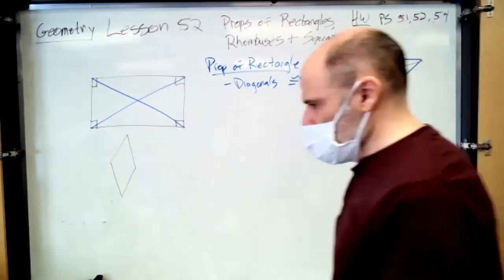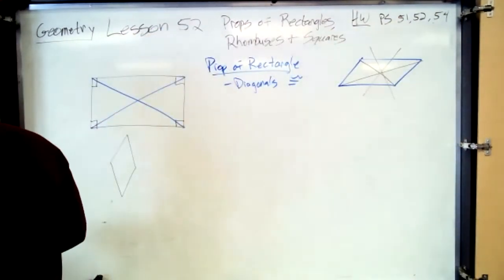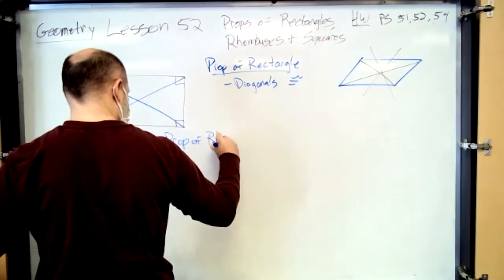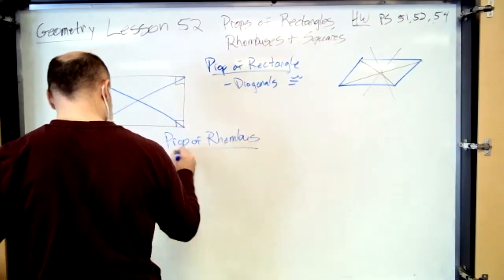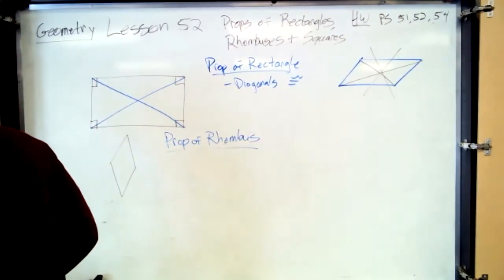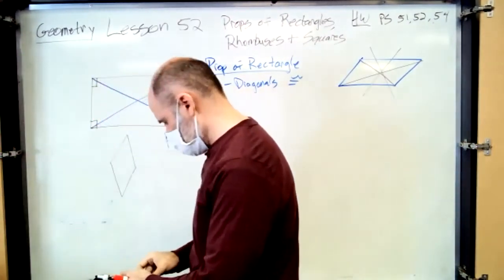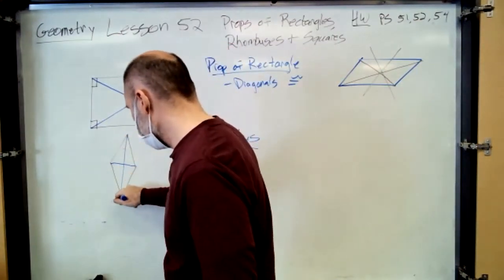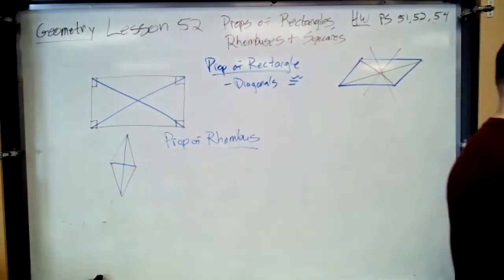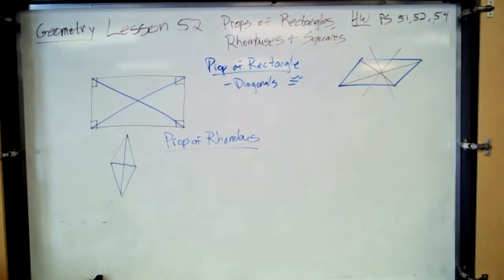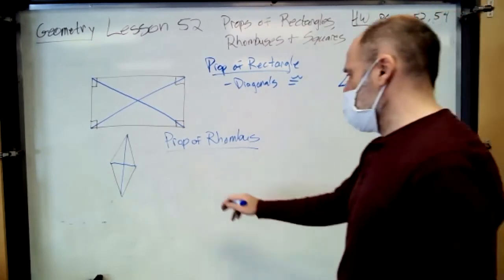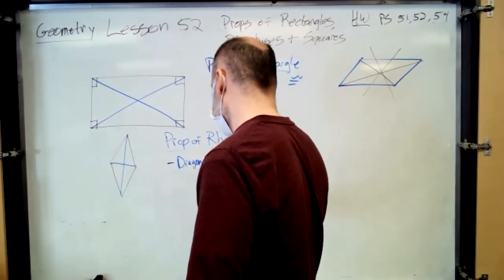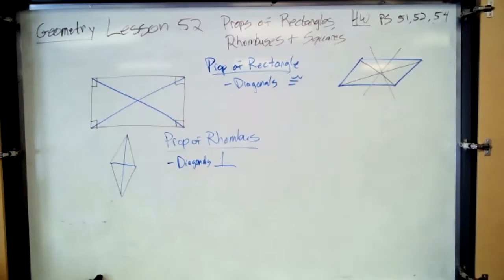Okay? So here's a property of a rhombus. What do you know about these diagonals? What does your gut tell you about these diagonals? They're not the same length, that's for sure. Perpendicular. They're perpendicular. Okay? So diagonals are perpendicular. That's how you spell perpendicular.